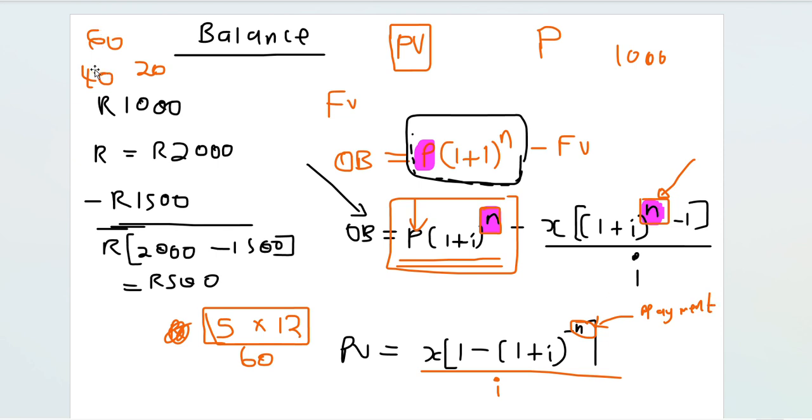So if it was a future value, we were going to say a person made 40 payments. So this is how we can calculate the balance outstanding on a loan.